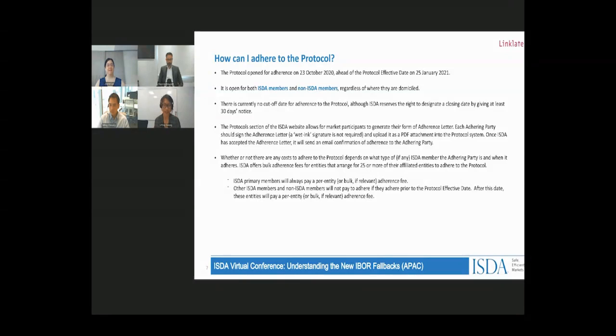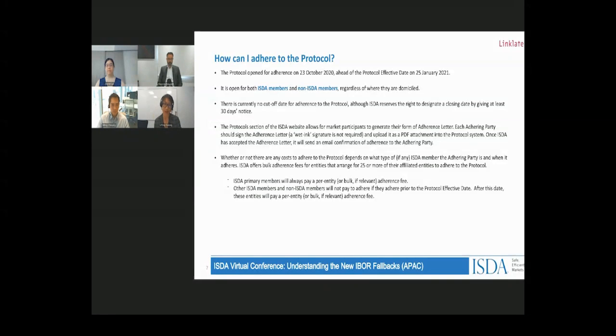So anyway, this protocol is open for both ISDA members as well as non-ISDA members, wherever they are based, wherever they are located. So anybody can sign up to the protocol. There is no cutoff date for adherence to the protocol currently, though ISDA may introduce a cutoff date later on by giving at least 30 days notice.